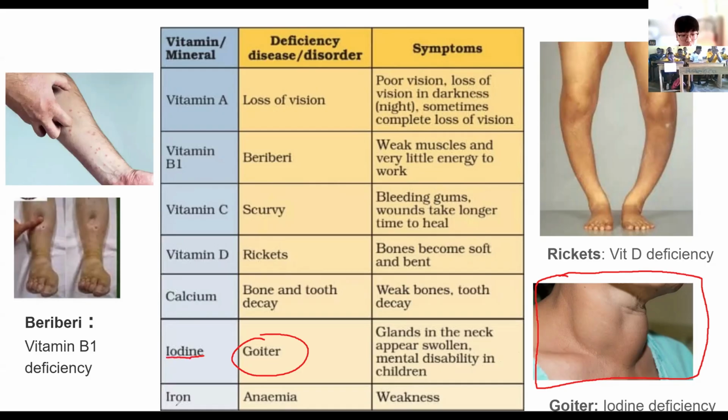And then finally, when we have iron deficiency, it leads to anemia. It's often linked with weakness of muscles and overall general weakness in the body. So those were some of the deficiency diseases that were linked.